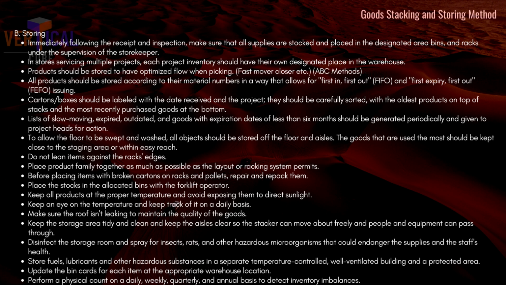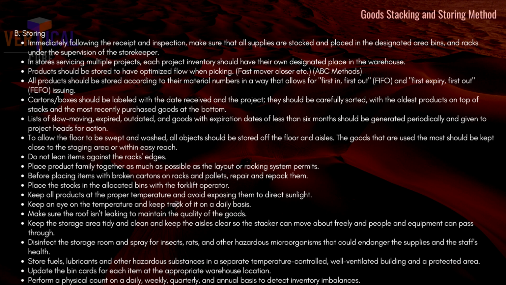7.17. All products should be stored according to their material numbers in a way that allows for first in, first out, FIFO, and first expiry, first out, FEFO, issuing. 7.18. Cartons/boxes should be labeled with the date received and the project. They should be carefully sorted, with the oldest products on top of stacks and the most recently purchased goods at the bottom. 7.19. Lists of slow-moving, expired, outdated, and goods with expiration dates of less than 6 months should be generated periodically and given to project heads for action.